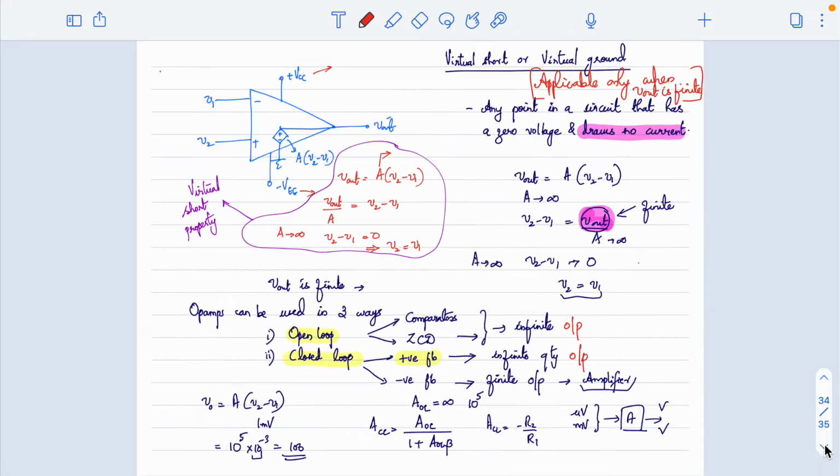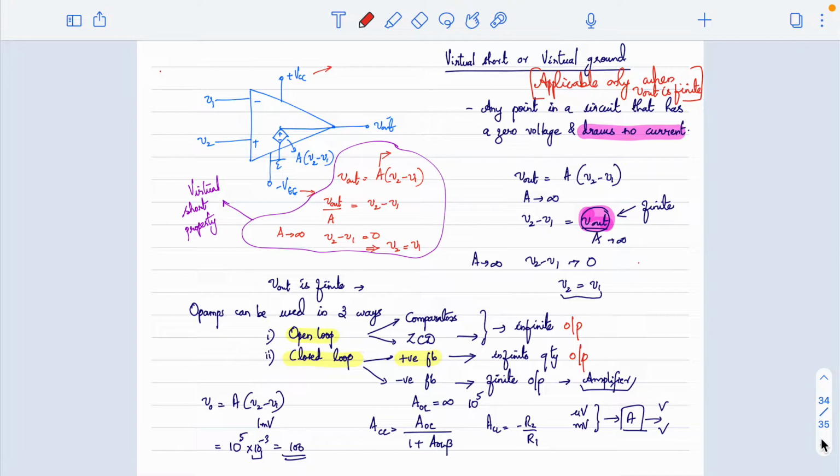So the virtual short property, as we discussed: we can say that a point is virtually short or virtual ground when it has zero voltage and when it draws no current, in contrast with a physical short, where a physical ground or an ordinary ground can actually draw infinite current, but a virtual ground draws no current. That is what we have discussed about op-amps.